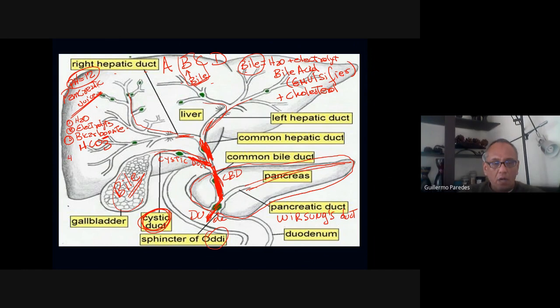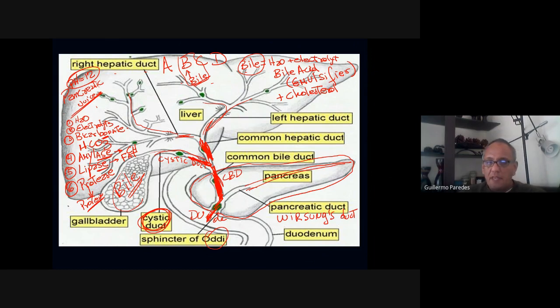Number four, it has an enzyme called amylase. Everything that ends in -ase is an enzyme. Amylase is going to digest the carbohydrates. Number five, you're going to have the lipase. Lipase, lipid, fat: this enzyme is going to digest fat. And number six is going to be what? The protease. Protease is an enzyme that is going to digest proteins. Okay, we got it?